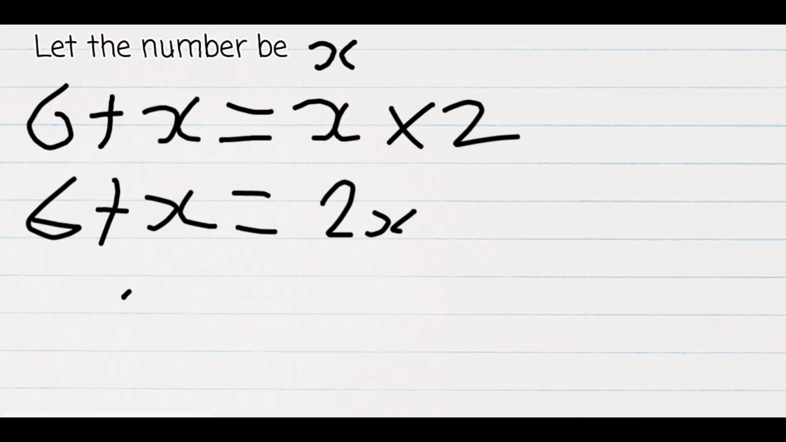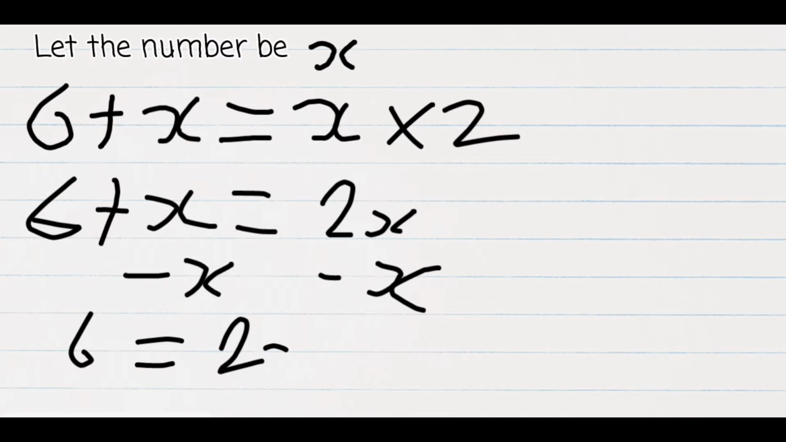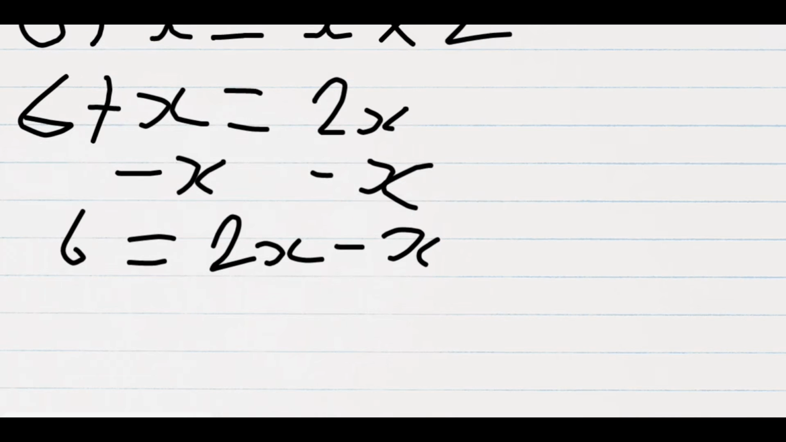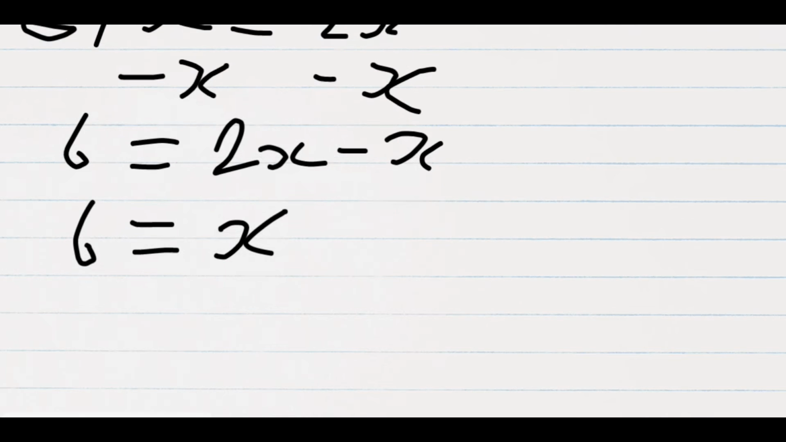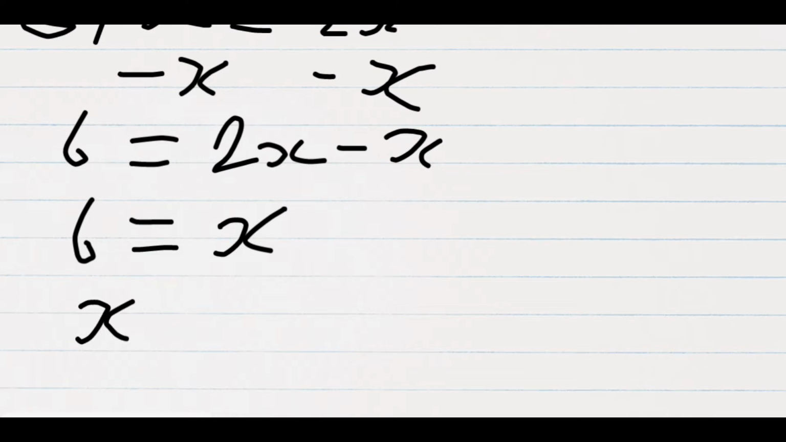Now what we are going to do is subtract X from both sides. So we'll have 6 is equal to 2X minus X. So 2X minus X is going to give us 1X, or X. So 6 is equal to X, or X is equal to 6. So this is your answer.